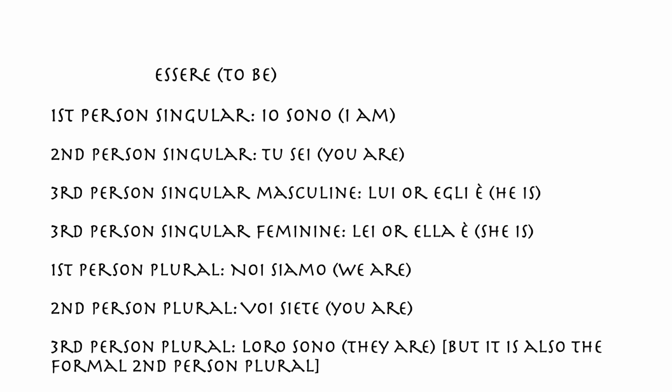Lei is also the second person singular in a formal situation. Ella is used too in that case and is considered even more formal than lei. The first person plural, noi siamo, we are. The second person plural, voi siete, you are. The third person plural, loro sono, which is also the second person in a formal situation.